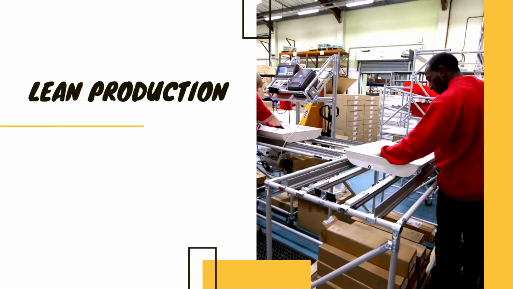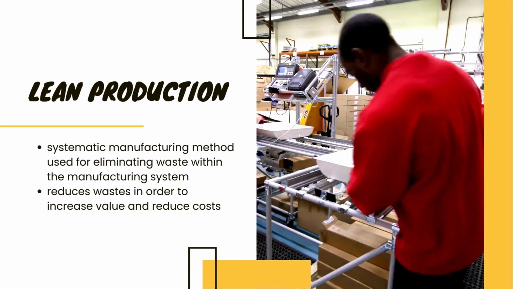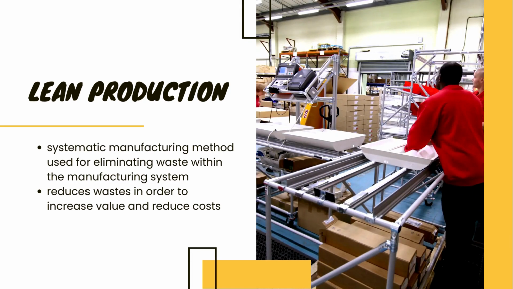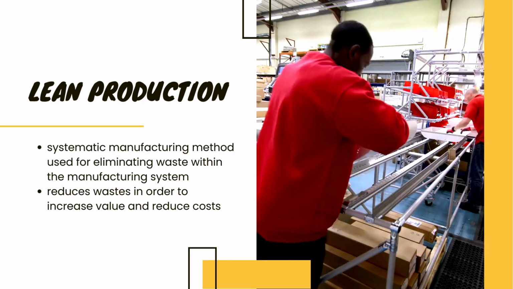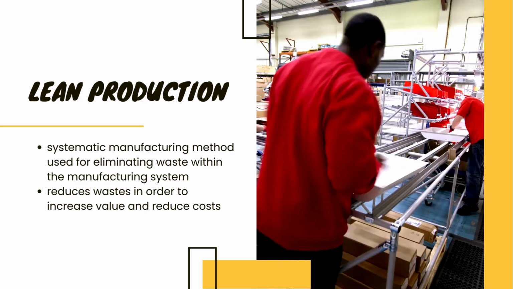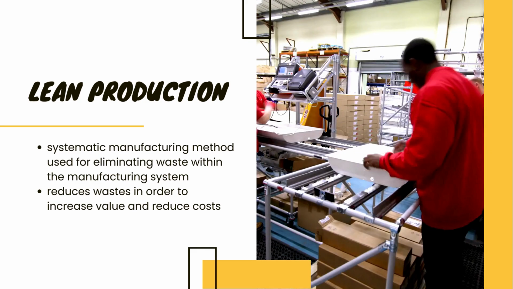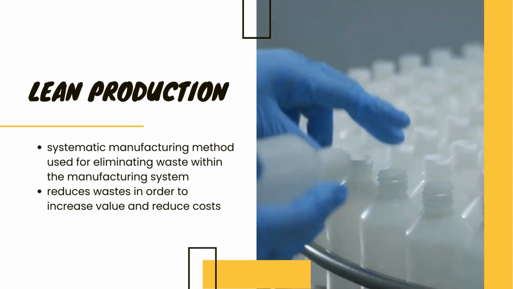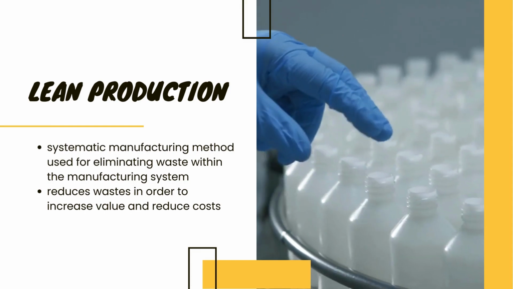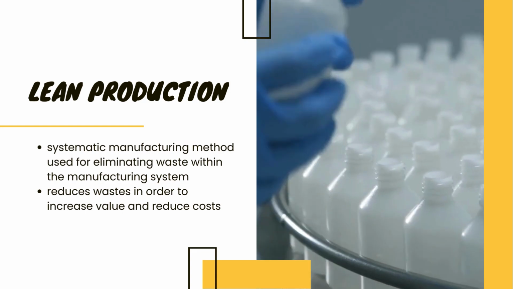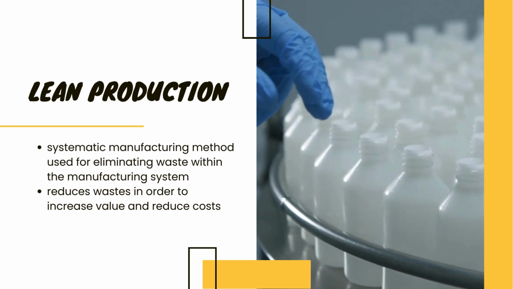Lean production. Lean production is a systematic manufacturing method used for eliminating waste within the manufacturing system. It takes into account the waste generated from uneven workloads and overburden and then reduces them in order to increase value and reduce costs. Lean manufacturing is a production method aimed primarily at reducing times within the production system as well as response times from suppliers and to customers.